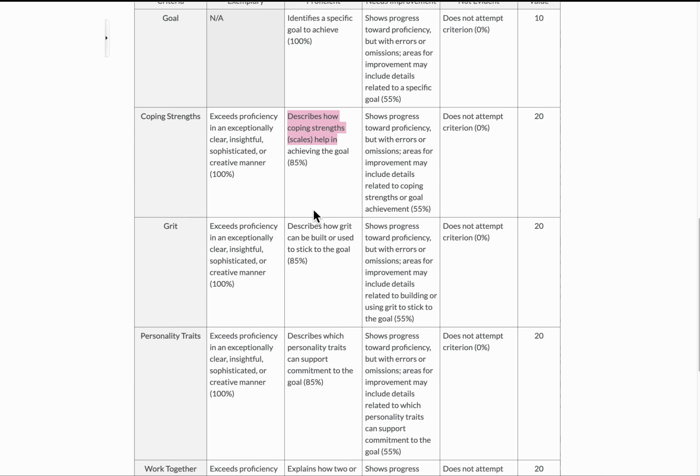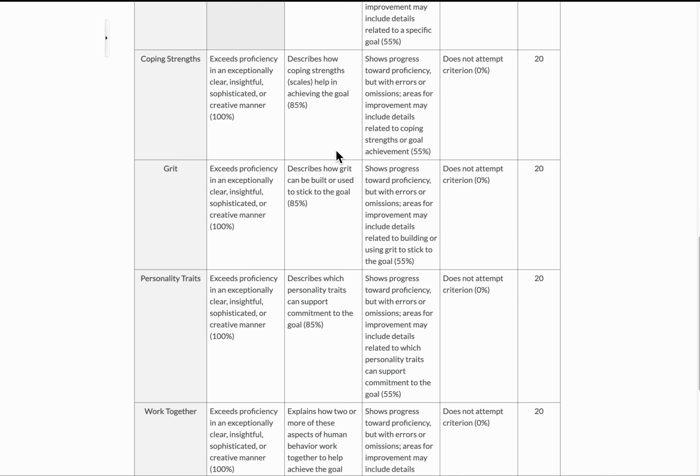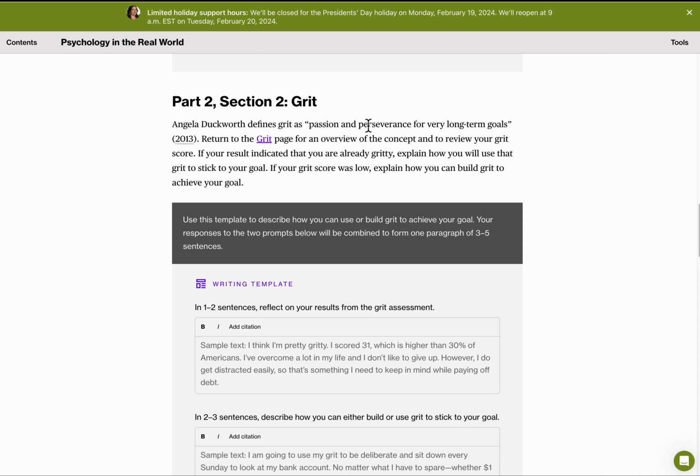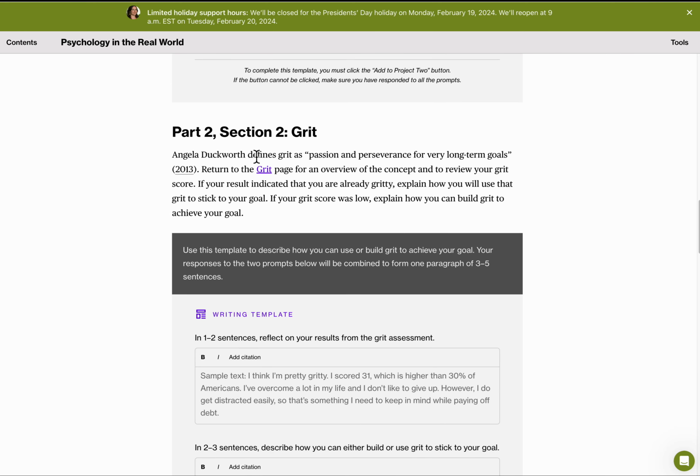And then again, for the rubric, it's talking about grit, and just make sure that for the highest grade, you are going back to the grit page and you're talking about your result. So it's saying just include your result and then say, if it indicated that you were already gritty, how would you use that, or if it was low, how would you build grit?